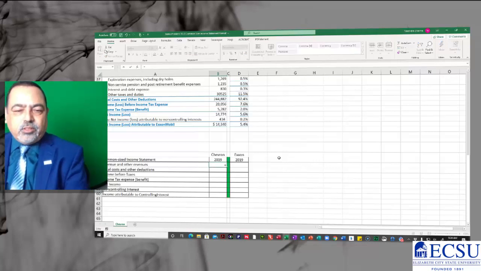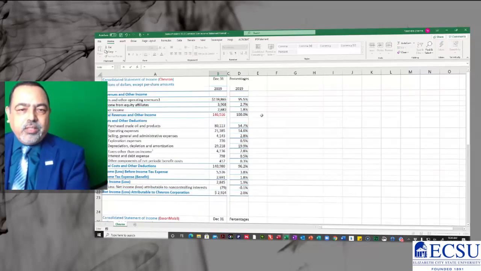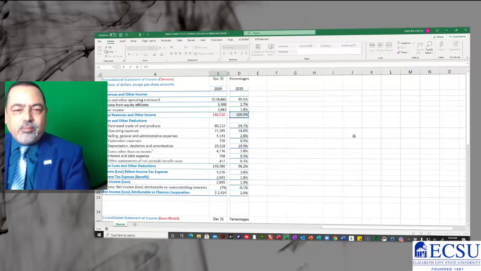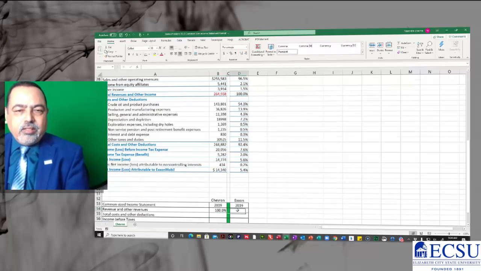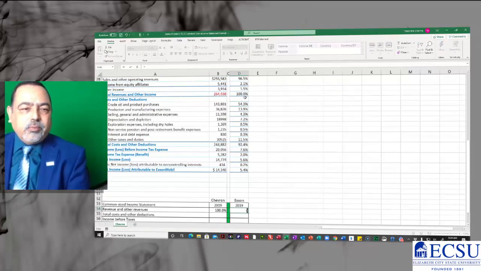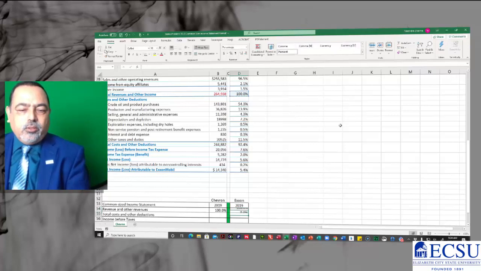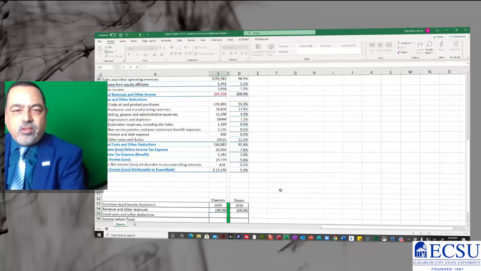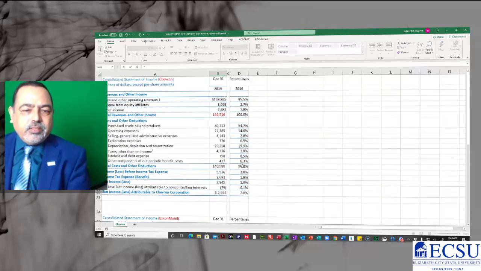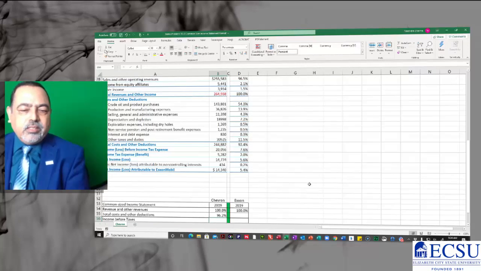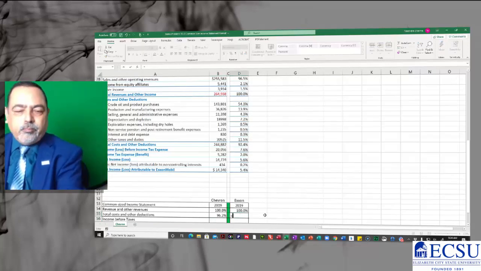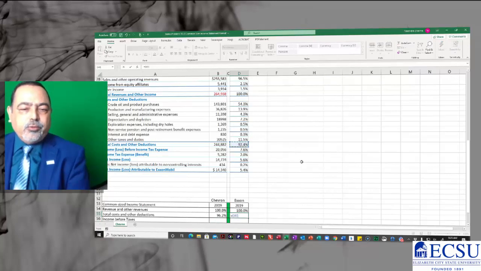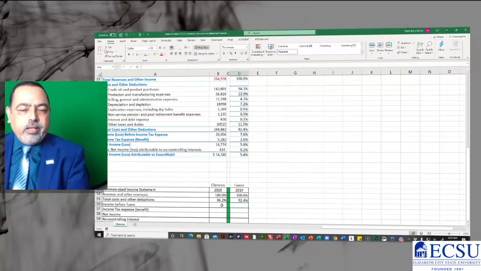Of course, revenues, both of them are 100%, but I'm going to bring those numbers from here. So Chevron is 100%, so I'm going to bring that down. Similarly, for Exxon, I'm going to do 100%. So I'm bringing that down. Now, total cost and other deductions for Chevron, let's go up and see, is 96.2%. And for Exxon Mobil, it is 92.4%.